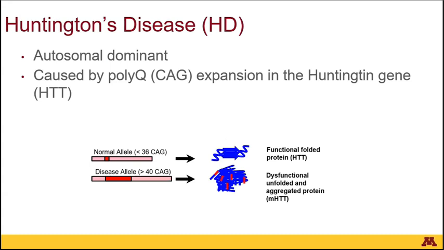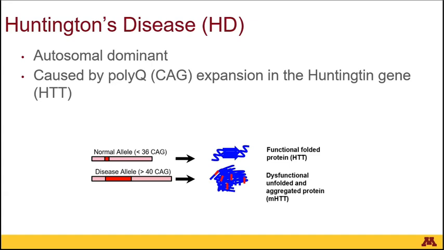HD is an autosomal dominant disease, and it's caused by a CAG trinucleotide repeat expansion in the Huntington gene. And this leads to a polyglutamine expansion in the Huntington protein, and the expansion causes mutant Huntington protein to be dysfunctional, unfolded, and aggregated, and we call it mHTT for mutant Huntington.